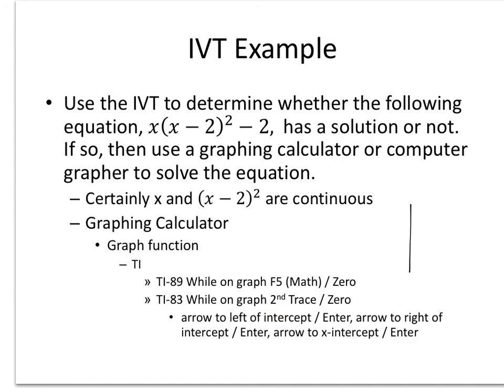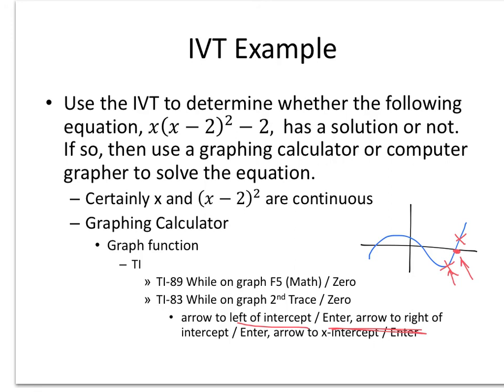If you have an 89, then you're going to click F5 and 0. Students were looking for 0. It's the word Zero. If you have an 83, do second trace 0. Now, it's kind of weird to tell you about going to the left and the right. What you're doing is, after you do this, you move your arrow to the left of your x-intercept and press enter. After each one, I should have said the left first. You do it to the left of the intercept, then the right of the intercept, and then it will give you that value in the bottom left corner. Anybody got it yet? Very good. Okay.